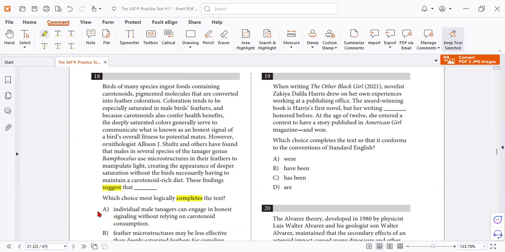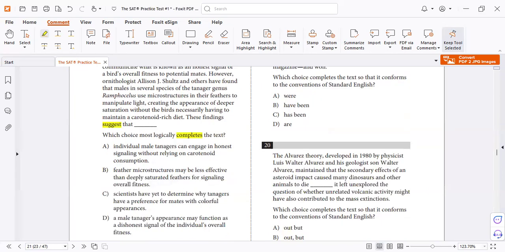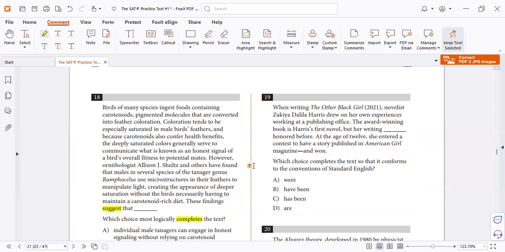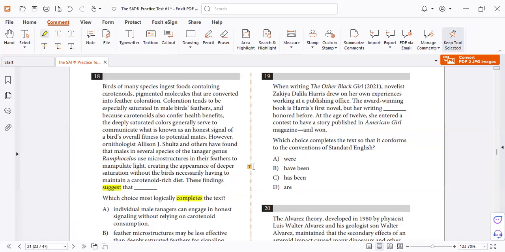D. Is it D? Letter D. I believe letter D. That functions as dishonest, and that is correct. Good hunt. Now, because you're angry, we'll give you easy questions. 19. Okay. 19.